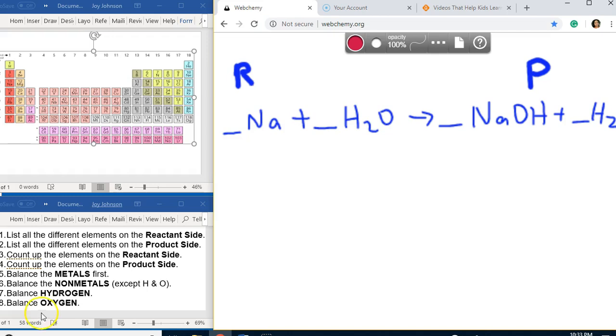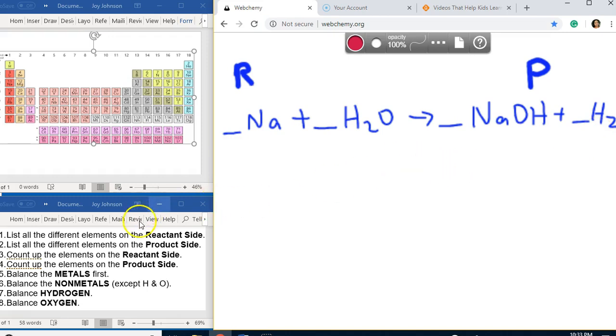What you see is a periodic table and a list of steps on how to balance an equation. Right here, you would see R, which means reactant. So this is your reactant side, and P is your product side. If I'm going to read this equation, it would be: sodium and water combine together to form sodium hydroxide and hydrogen gas.